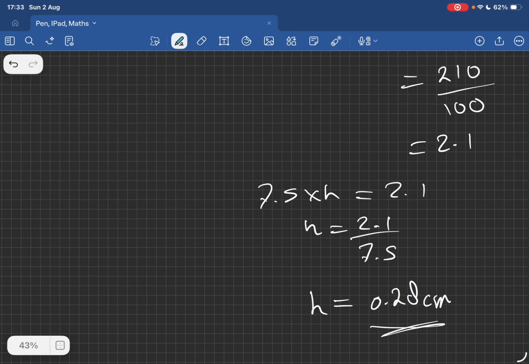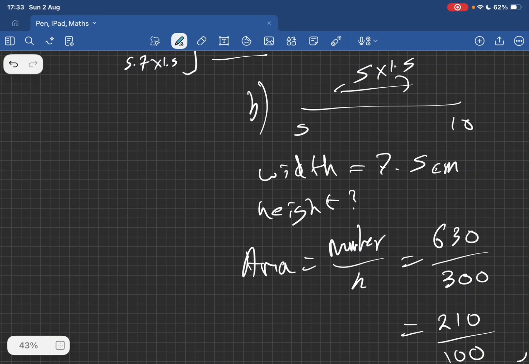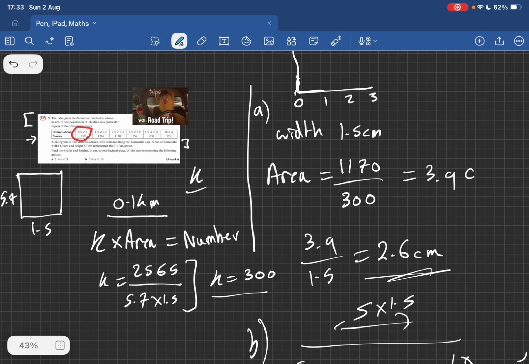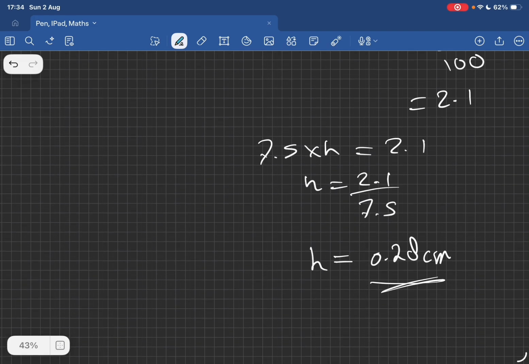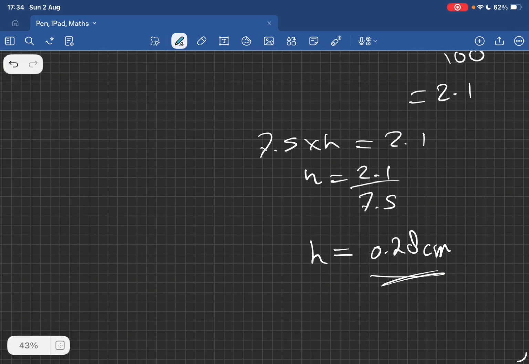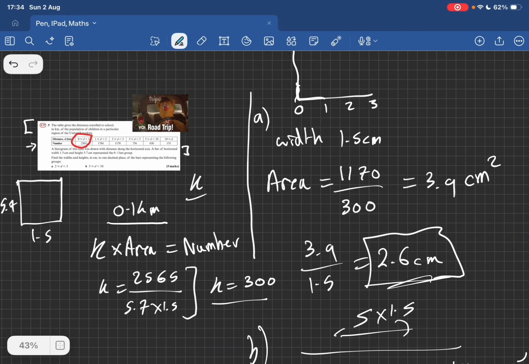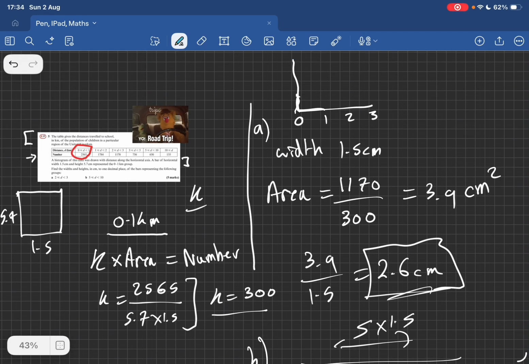Make sure we're adding units, it's easy to forget. That's centimeters squared there, but that's not important because it's not our final answer. Make sure all our final answers have centimeters. They want it rounded to one decimal place, so we need to give this as 0.3 centimeters. They wanted everything to one decimal place. And there we go.